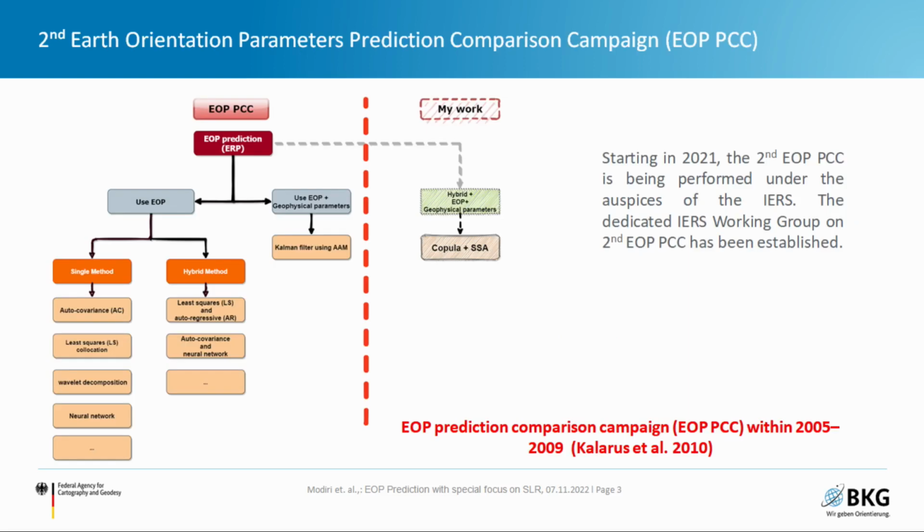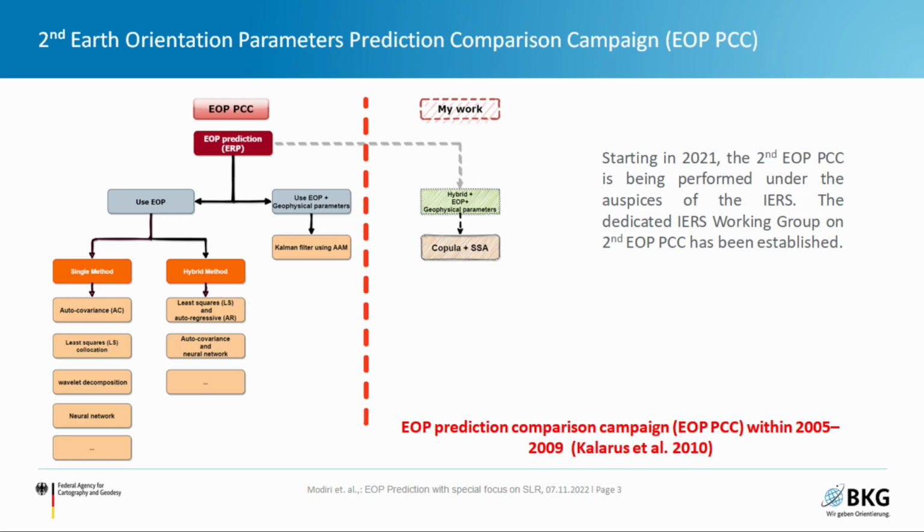This is a plot that I wanted to show: until now we have had two EOP prediction comparison campaigns. The first one was between 2005 and 2009. And this left plot is a summary of the techniques that were used in this first campaign. We can divide them into two main groups. One only uses the past EOP data, and the other benefits from the effective angular momentum or extra geophysical parameters. And this one can be divided into single methods and hybrid methods.